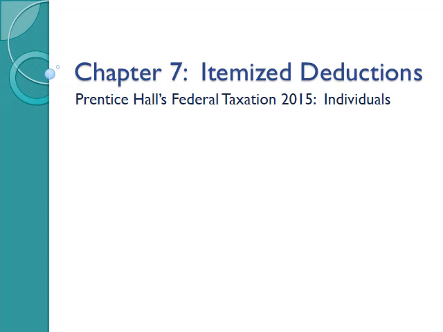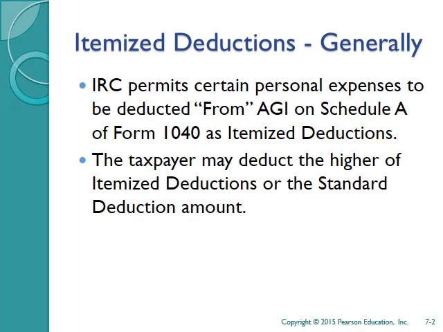So this is going to be covering itemized deductions. The overall concept here is that the Internal Revenue Code allows some types, and they're set out, and we'll talk about them, of personal expenses to be deducted from AGI. So hopefully you remember from last week the distinction for AGI and from AGI, and that would generally be on Schedule A of Form 1040, and those are the items that we look at when we consider itemized deductions.